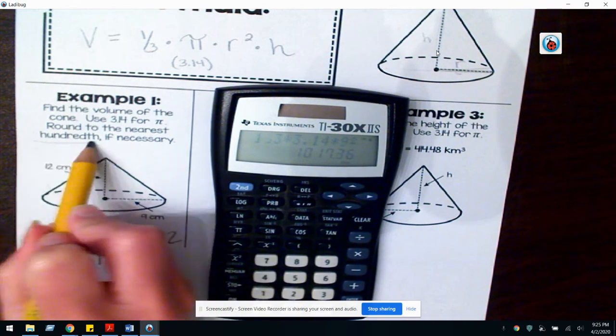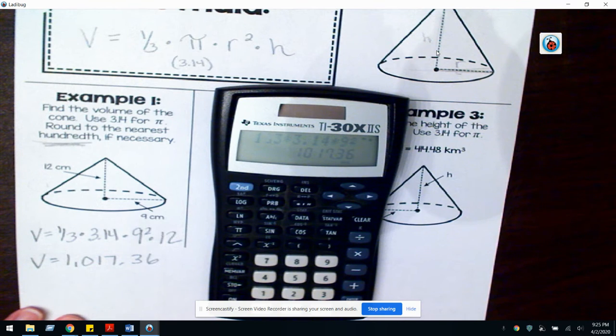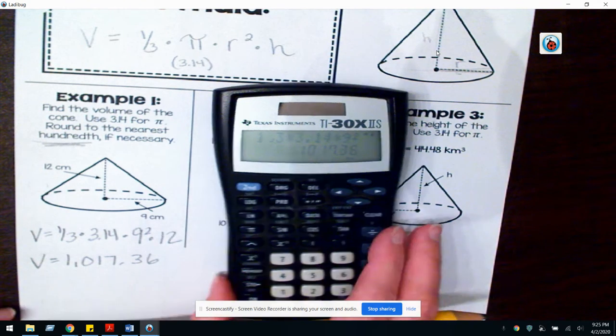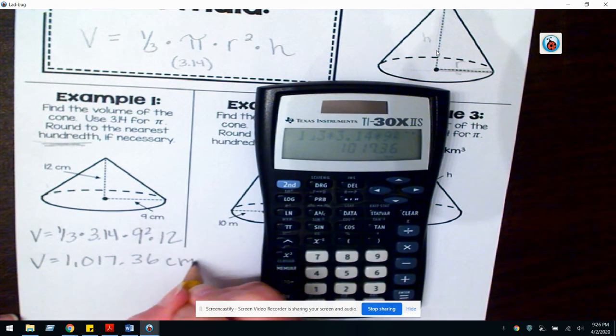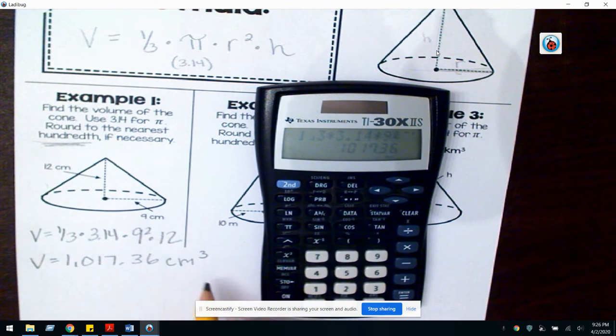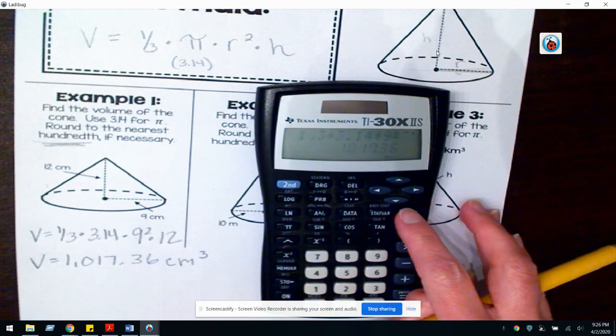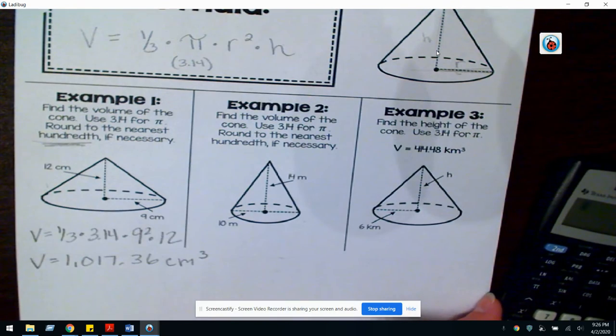1,017.36, and it says round to the nearest hundredth, and that goes to the hundredth, so we're all good. And we're talking about centimeters cubed. Remember, for volume, we put the little 3 above our unit so that it's cubed. So there we go, that's volume.